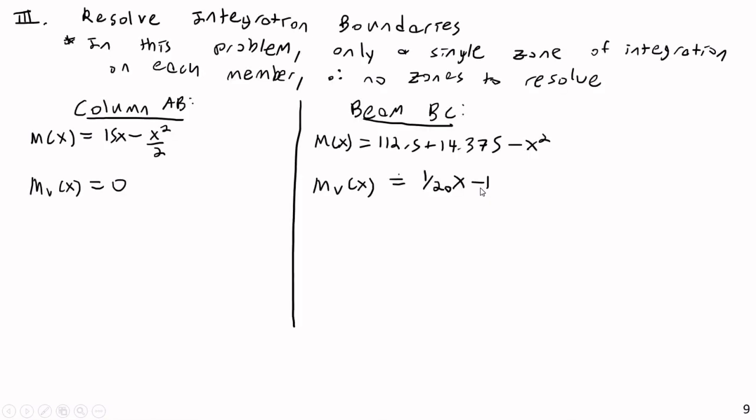So we now have our full real and virtual moment expressions for both our column and our beam. So we have completely resolved the moment for both elements, both of our members. And the final step, 4, will be to apply virtual work. So let us apply virtual work.